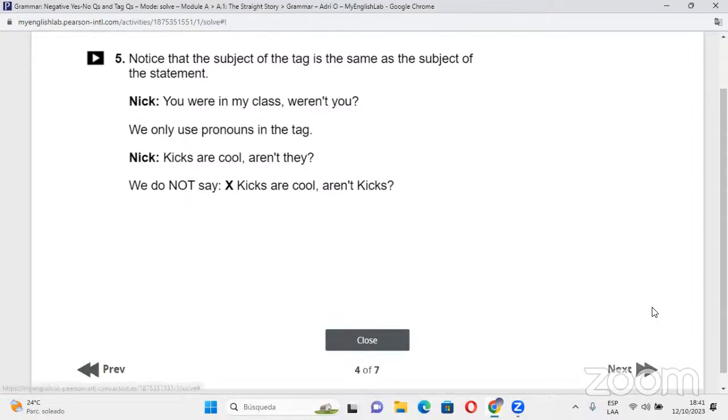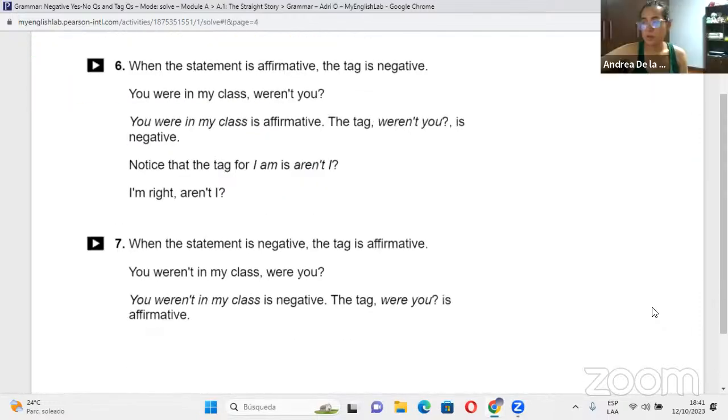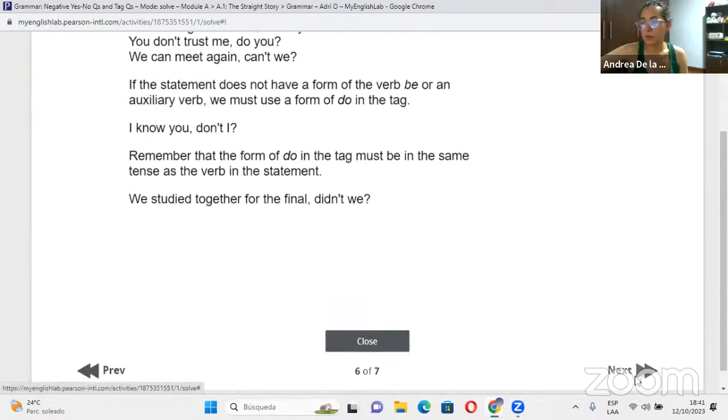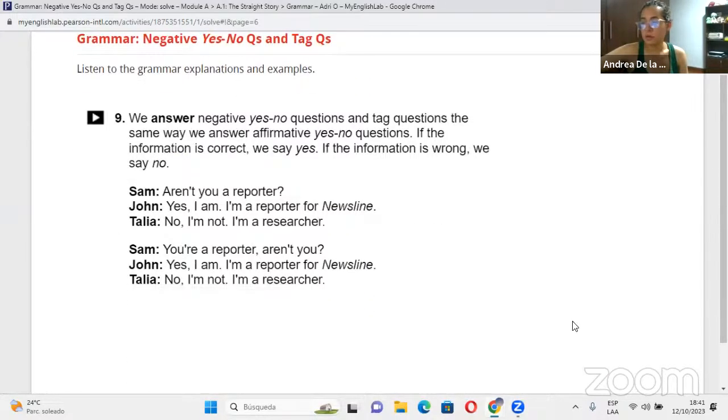Okay, so we have seen tag questions. We're going to review them, but let's see what else we have about negative questions. We answer negative yes/no questions and tag questions the same way we answer affirmative yes/no questions. So there's no difference between a normal question and a negative question. If the information is correct, we say yes, and if the information is wrong, we say no.